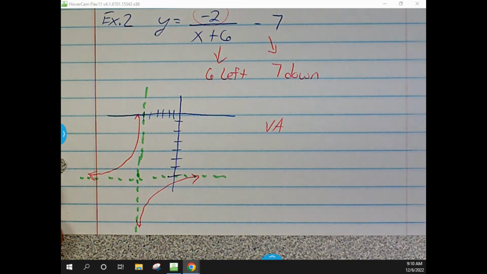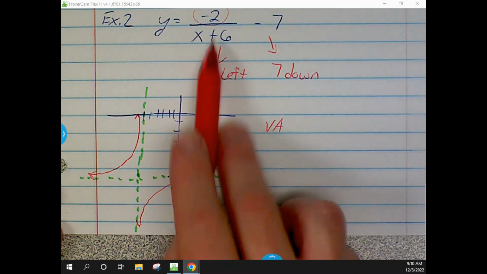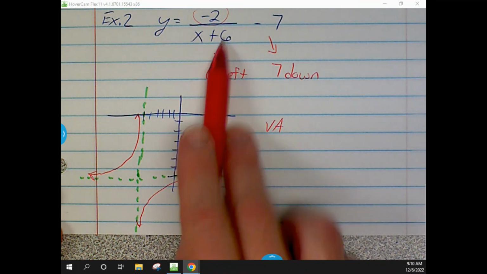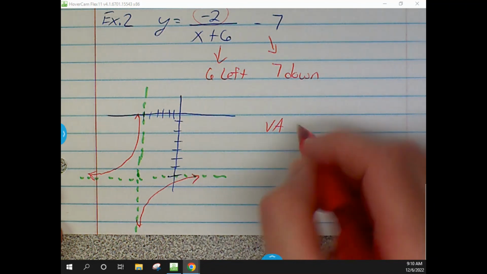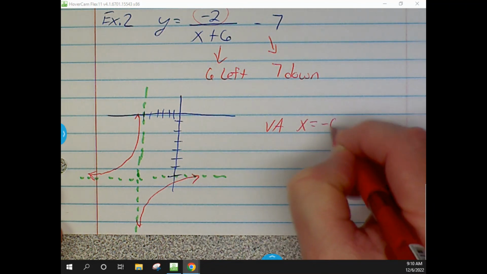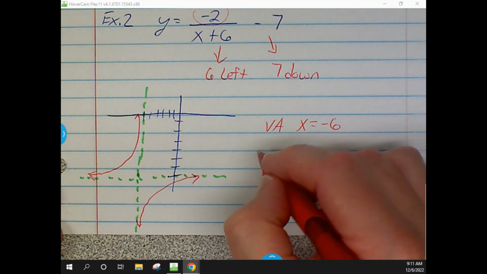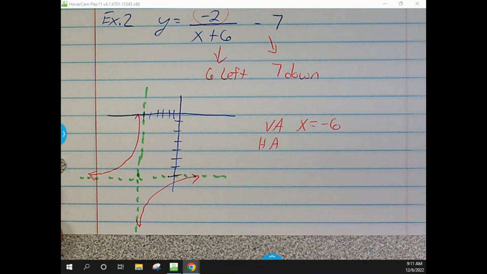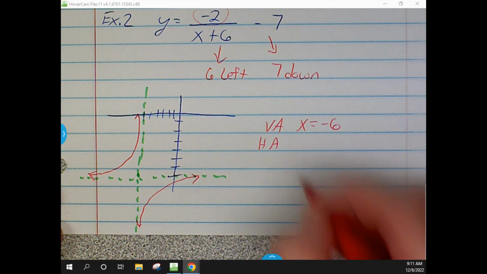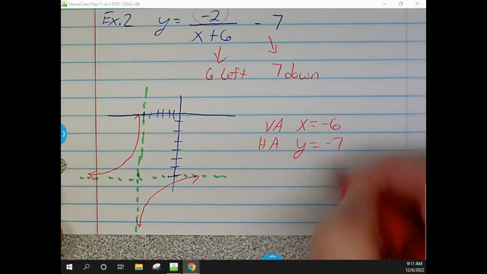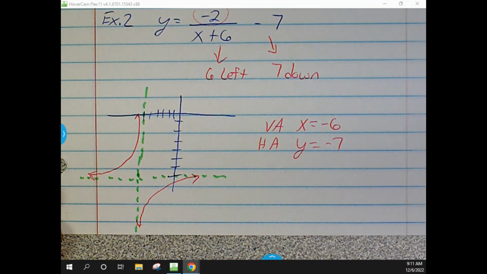All right, vertical asymptote. It's always the denominator part. So in that case, it's equal to 0. So your vertical asymptote would be at x equals -6 because we moved it 6 left. Horizontal asymptote, that's the other part, the second number here. So that's your y value. That's your up and down movement. So that's at y equals -7.